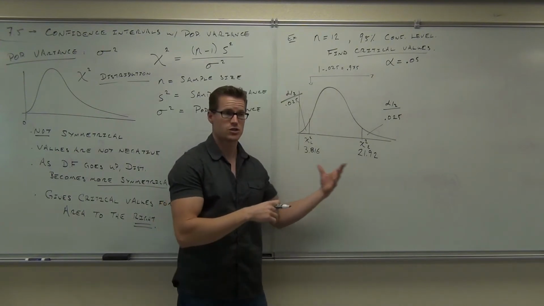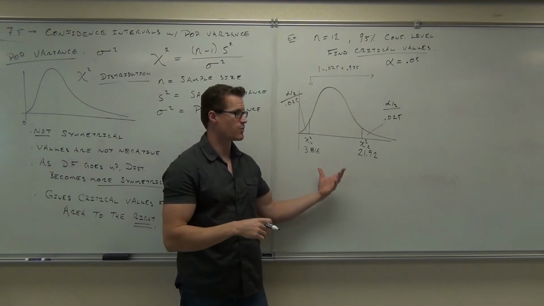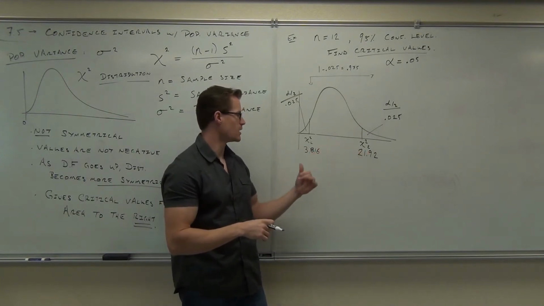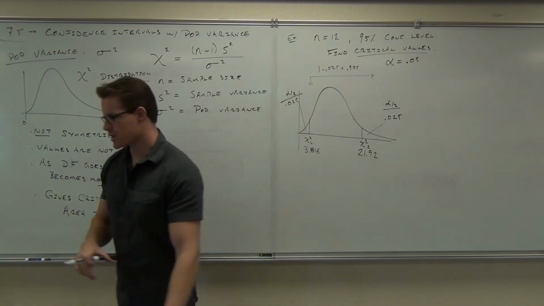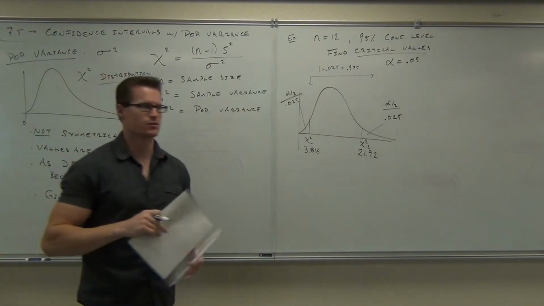Do you feel okay on finding these two markers? So you'll have two different markers, a chi-squared right and a chi-squared left. We got 3.816, we got 21.92. Here's how you use those things. How you find confidence intervals.